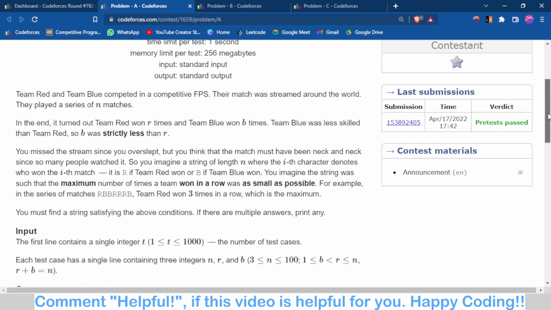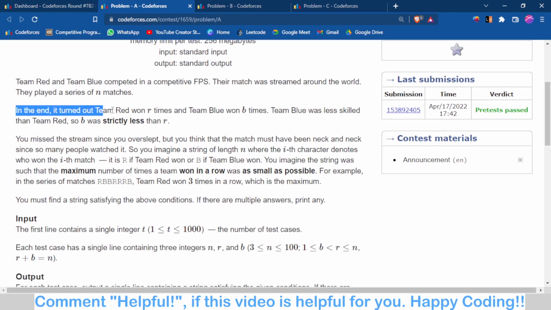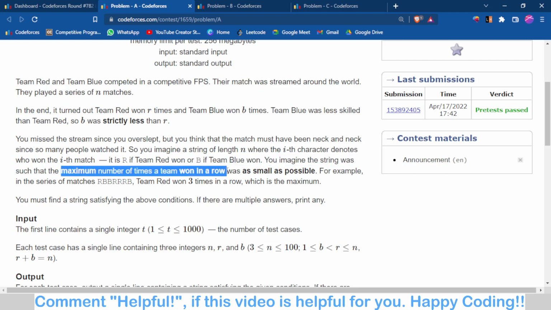What is given is that team Red won R times and team Blue won B times. It is given that B is strictly less than R, meaning the number of times team Red wins is greater than team Blue's wins. It is always so. What you have to do is output the combination of which team wins in each particular match, such that the maximum number of wins in a row by a team is minimum.